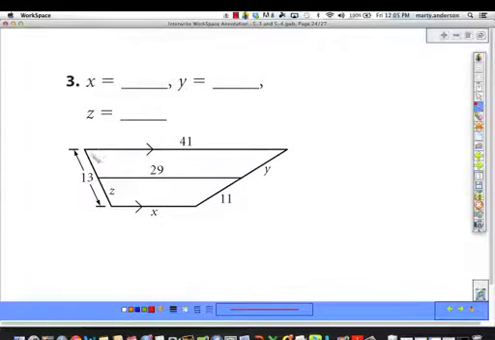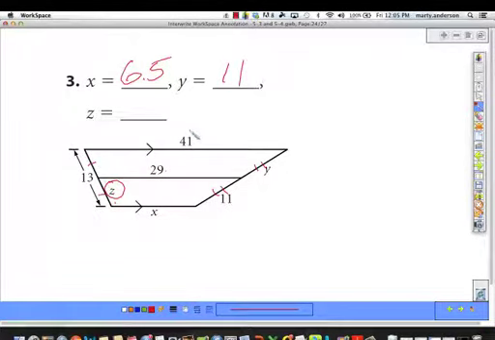Again, I got a midsegment of a trapezoid here. Let's mark it up. Should be pretty easy. I'll do number y for you. Number y must be 11. If this whole side is 13, z is half of 13. Grab your calculator, 6.5. And then lastly, 29 is the midsegment.